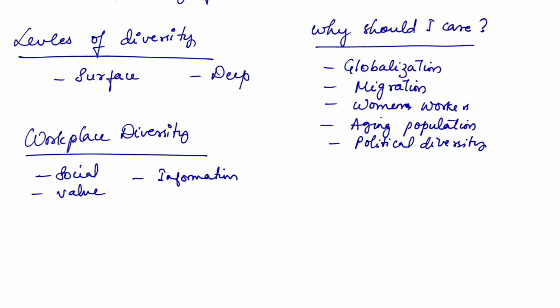There is surface level diversity, which is conspicuous or easily noticeable, like the age, the gender, the race, the culture, all those things. That is surface level. Deep level is those diversities which are not easily noticeable, like the attitudes, their beliefs, the values, those things. So, those are the two levels of diversity.